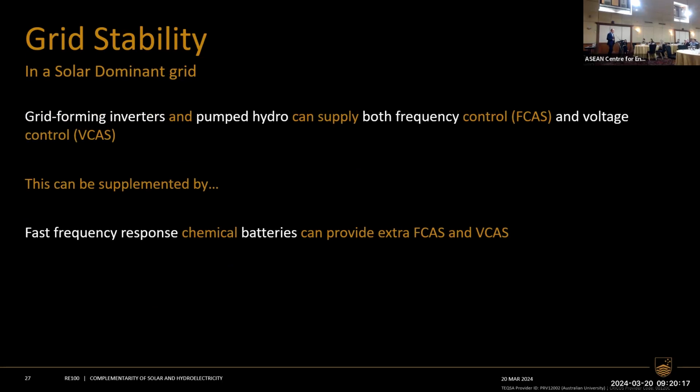Grid-forming inverters and pumped hydro can both supply both frequency control and voltage control. This can also be supplemented by batteries, and it probably will need to be supplemented by batteries. Pumped hydro has relatively poor ramp rates compared to lithium batteries. Lithium batteries can ramp very fast. They're very good for fast frequency response, voltage and power control.